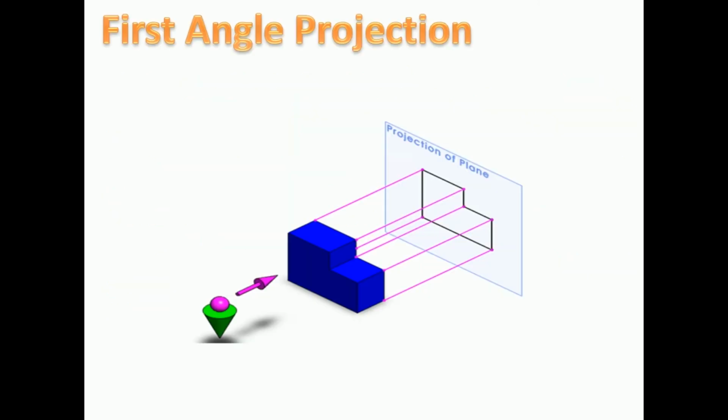So now we can see what is first angle projection. For that we have an object, a plane of projection and the observer. By definition, the object lying between the observer and the plane of projection is called first angle projection.